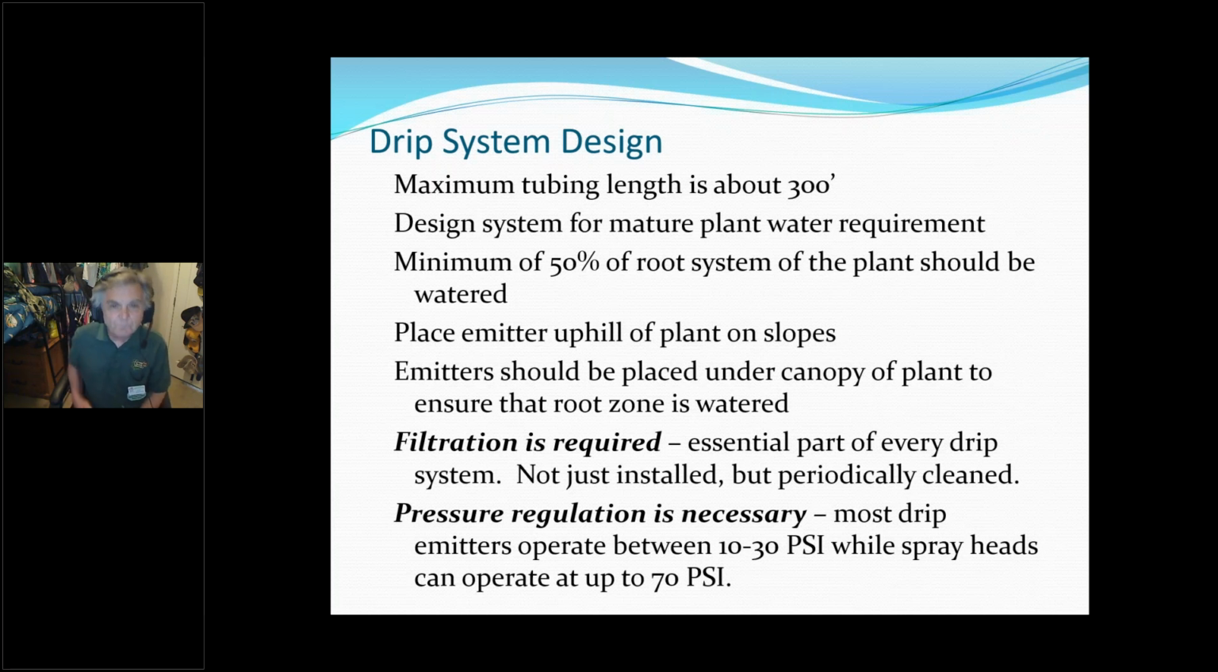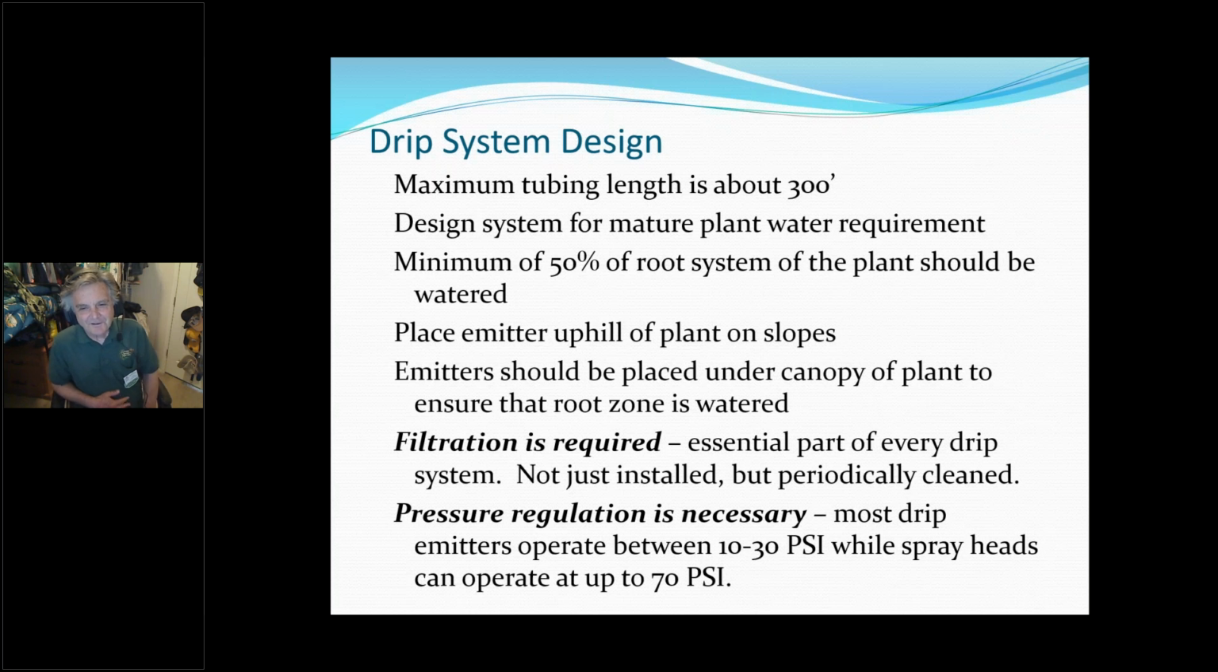If you're on a slope, put your emitter uphill. Okay, and then place the emitters not next to the trunks of the trees or shrubs, but out under the canopy, and use more than one emitter per plant or tree. Some larger shrubs may need 4 emitters placed on all 4 sides of the shrub. Once again, filtration.